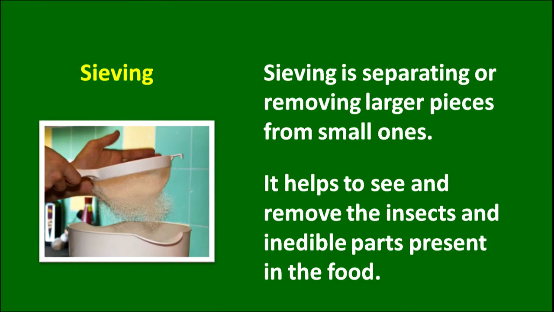Now the sieving. What is sieving? Basically sieving is separating or removing the larger pieces from the small ones, but it is not only that, it helps to remove the insects or any inedible parts present in the food. So whenever you are bringing any kind of flour from the market, whether it is rava or suji, whether it is wheat flour, you tend to sieve it. It makes the flour fluffy also.